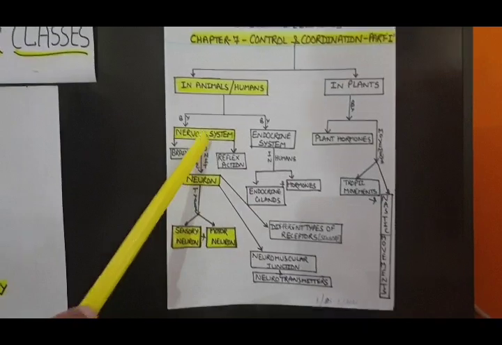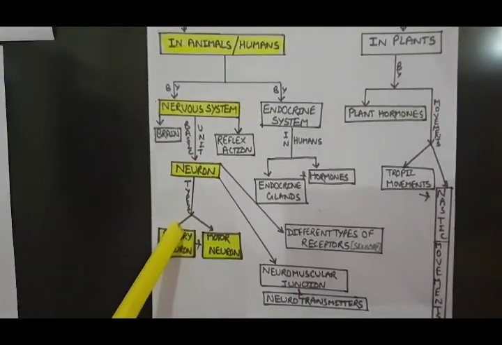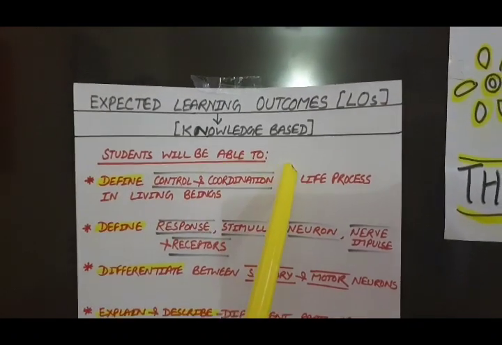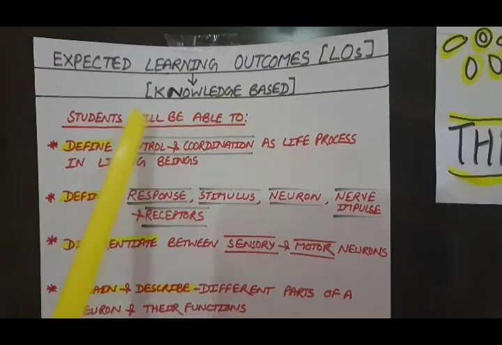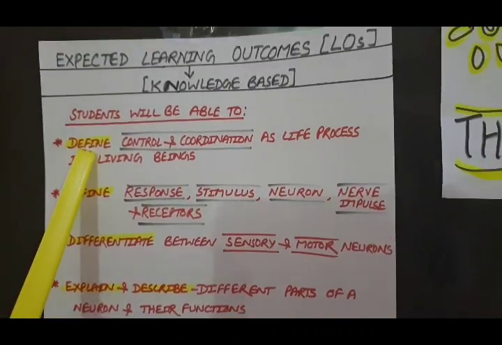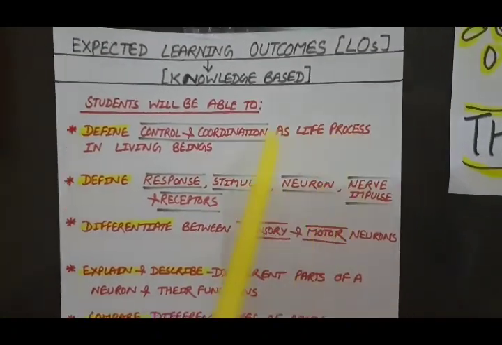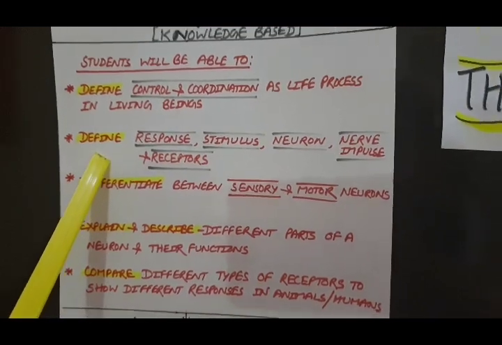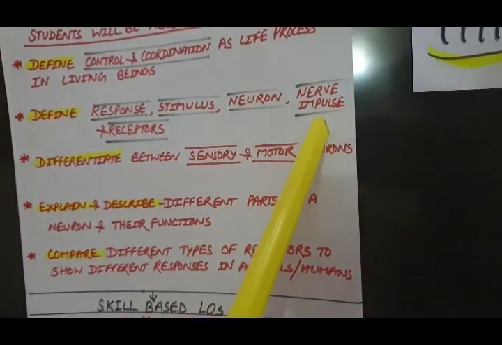Today we will focus on the neuron as a basic structural and functional unit of our nervous system, and we will focus on its structure and functional part. After today's class, the learning outcomes which are knowledge based, in which you will be able to define control and coordination as life process in living beings, its importance, and you will be able to define response, stimulus, neuron, nerve impulse and receptors.